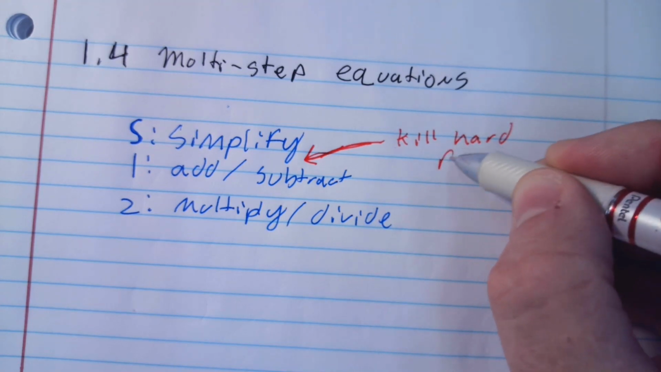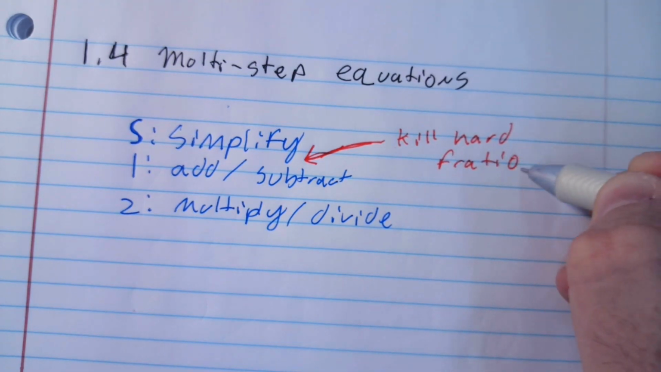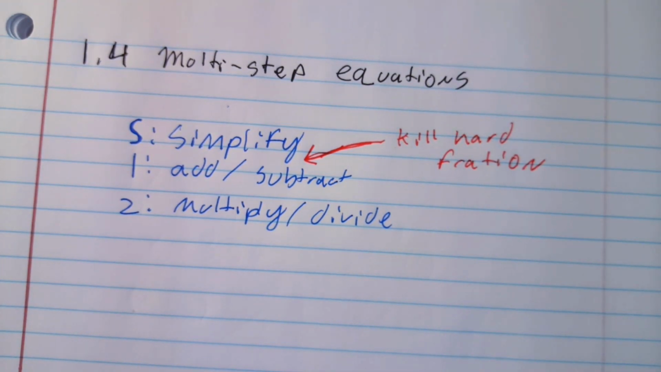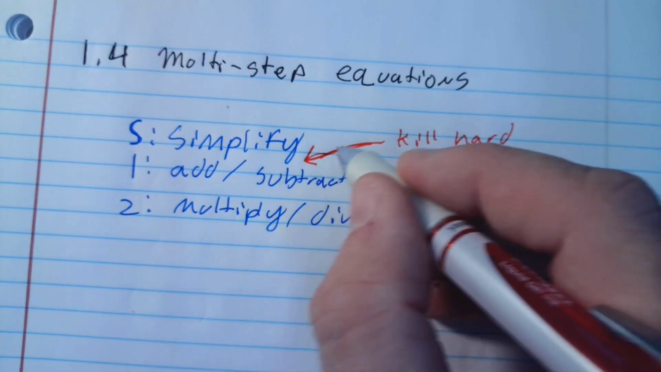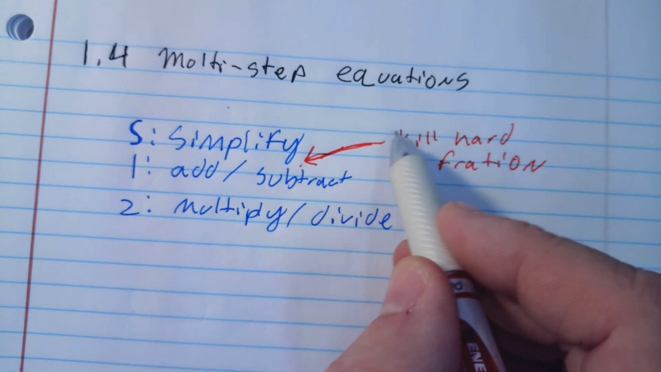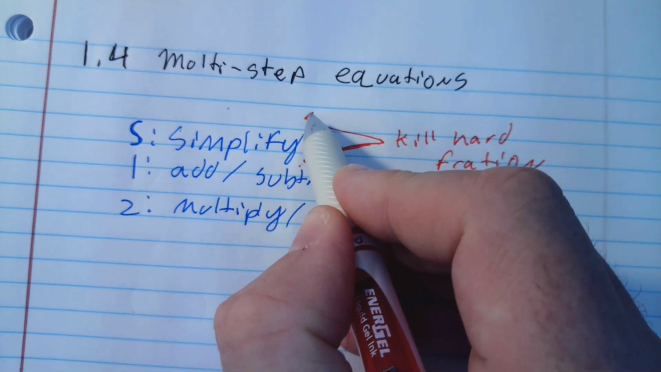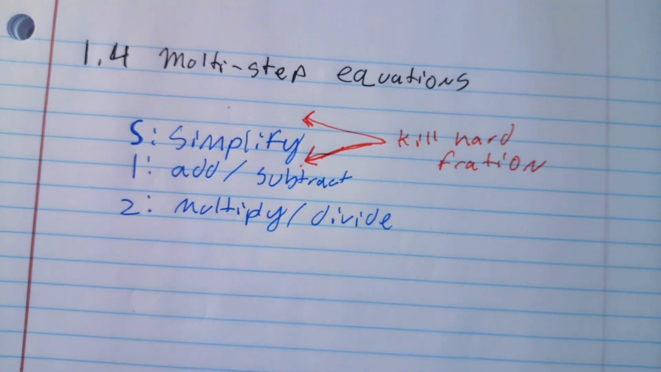hard fractions. That's kind of what we just did when we worked with the proportions. The proportions technically are hard fractions, but using cross multiplication kills them and turns them into just a regular old problem. Sometimes hard fraction kills happen here, sometimes here. They're technically part of the simplify step. It just depends on how it's set up.